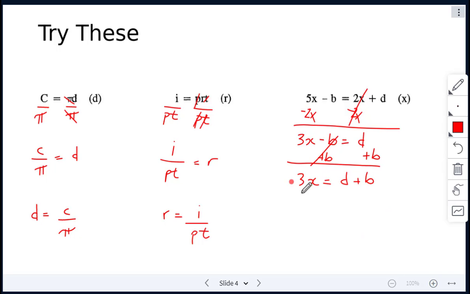All right, so I still have this 3 next to the x. So it's 3 multiplied by x. So I do have to divide by 3 for my last step. And that now leaves me with x is equal to d plus b divided by 3.